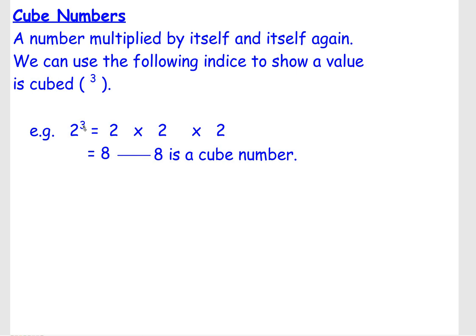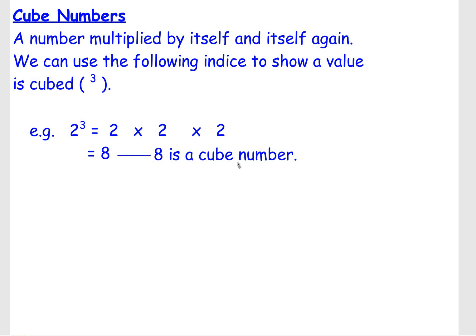So 2 to the power of 3 or 2 cubed means 2 times 2 times 2. So 2 is being multiplied by itself and itself again. 2 times 2 is 4. 4 times 2 is 8. So 8 is the cube number.